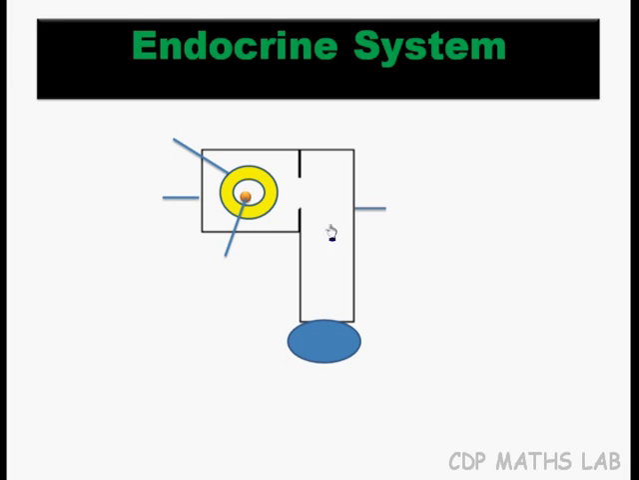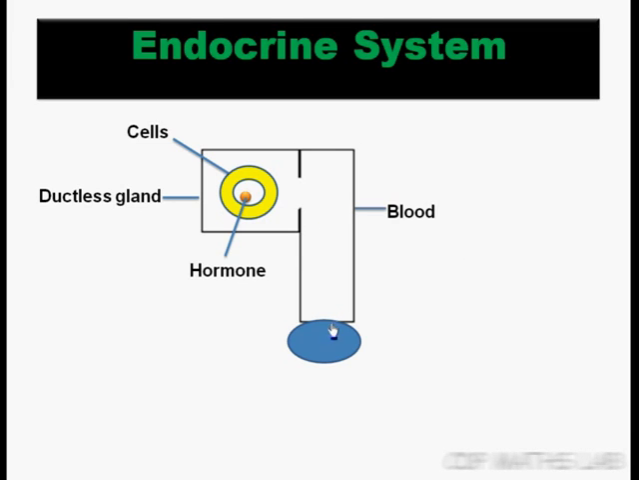Okay? All right. Now, this box here, good, is our ductless gland, meaning that it doesn't have a duct. Not a duct that makes noise now. Now, this yellow donut shape is our cell. And this orange circular shape is our hormone. And of course, this rectangle coming downwards is called the blood.